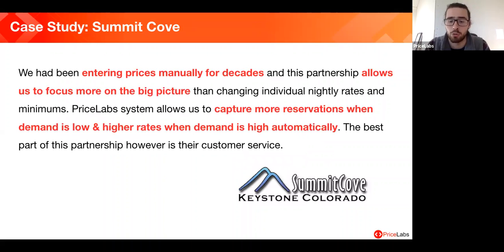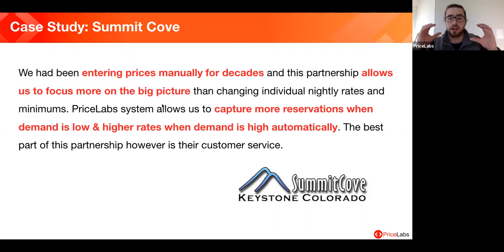Perfect. So now, quickly talking about one case study: Summit Cove. This is a property management company out of Keystone, Colorado. They have been a PriceLabs partner for some time now. They're a very well-established company with a very good revenue management process in place, except it was manual for many, many years. They had a pricing team constantly looking at what's going on in the area, updating their prices on a daily basis.